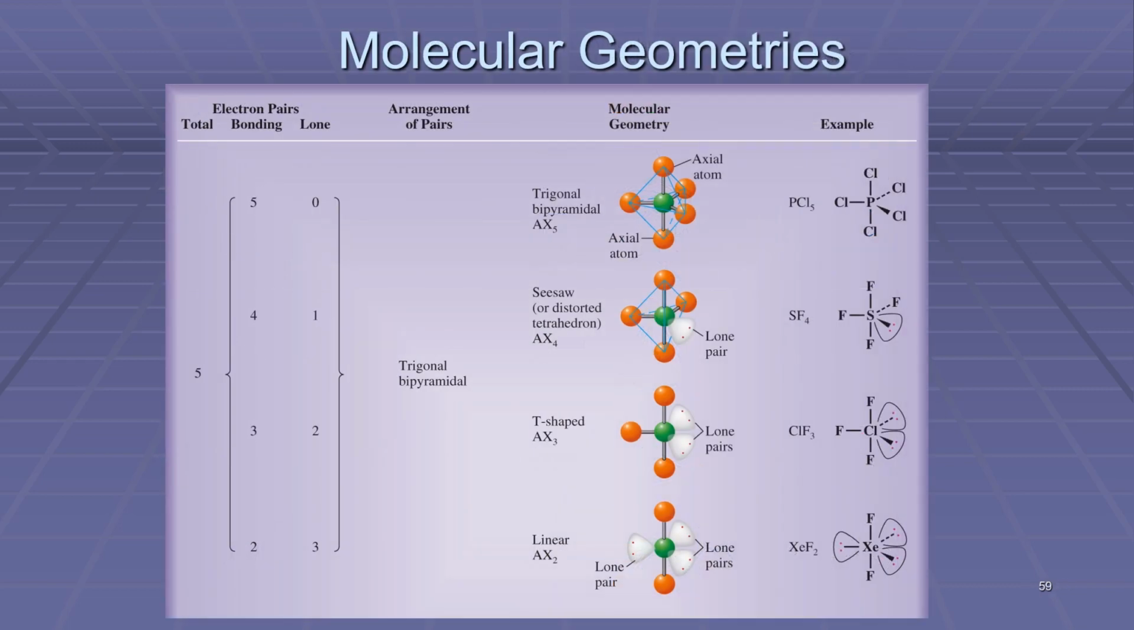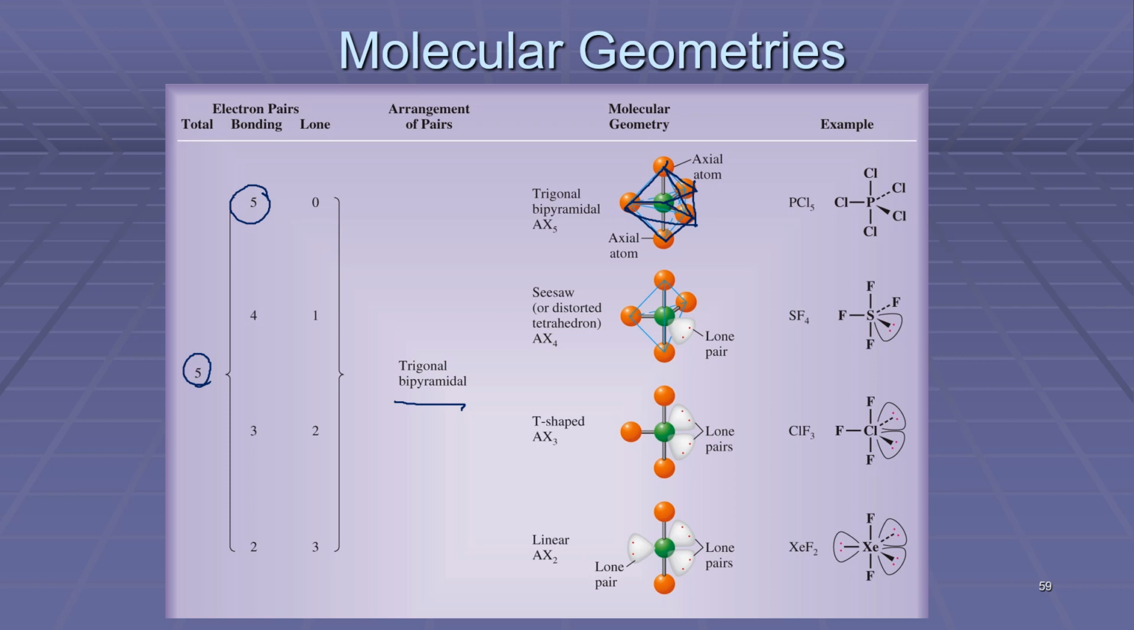Now 5. So you can see we have even more choices. If all 5 are bonding, then we have the overall structure, which is called trigonal bipyramidal, which looks like it's got a triangle around the center and then one pyramid going up and one pyramid coming down.